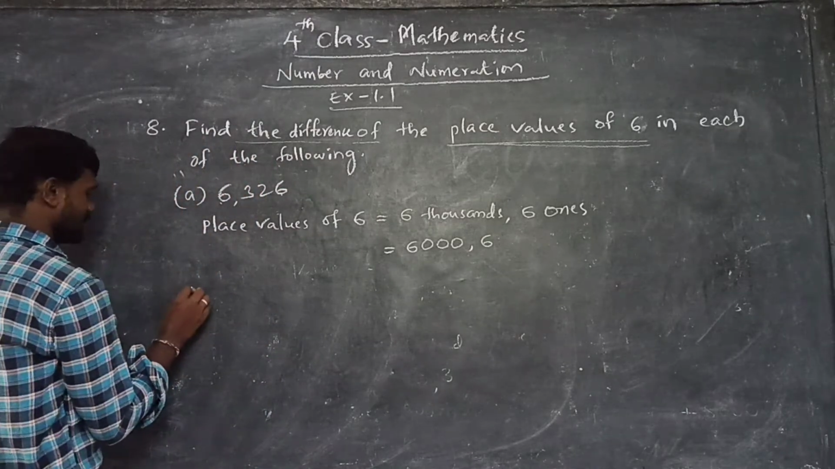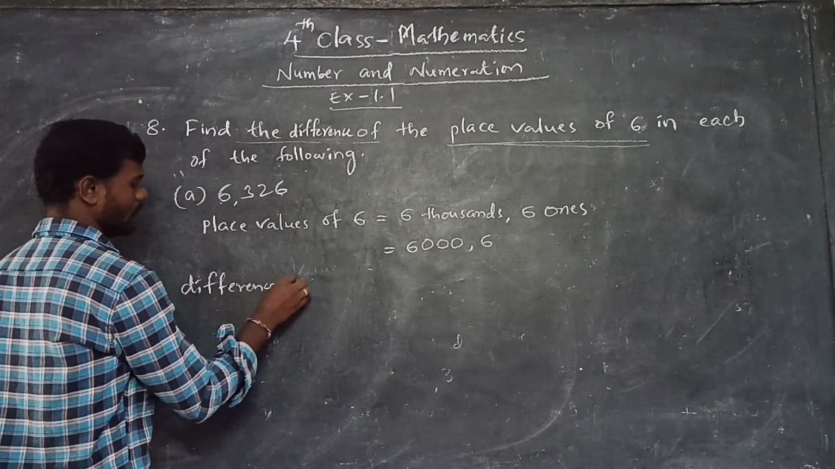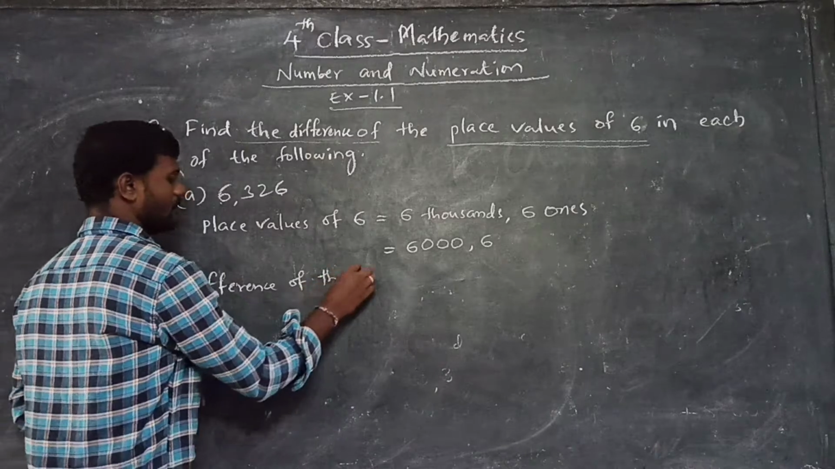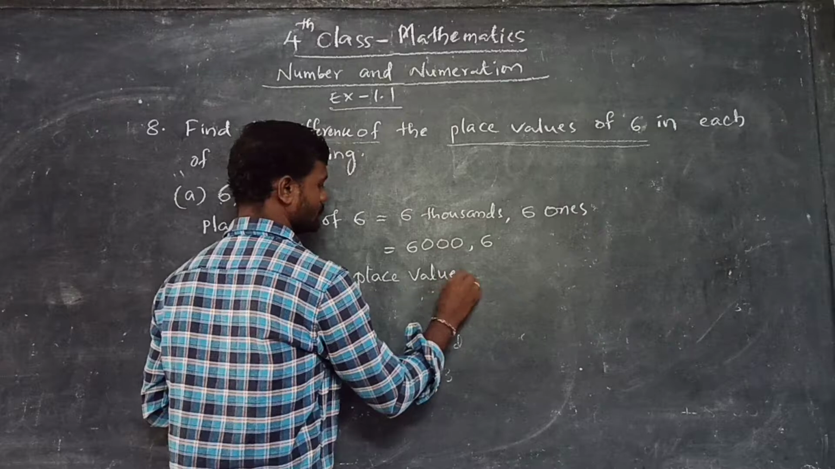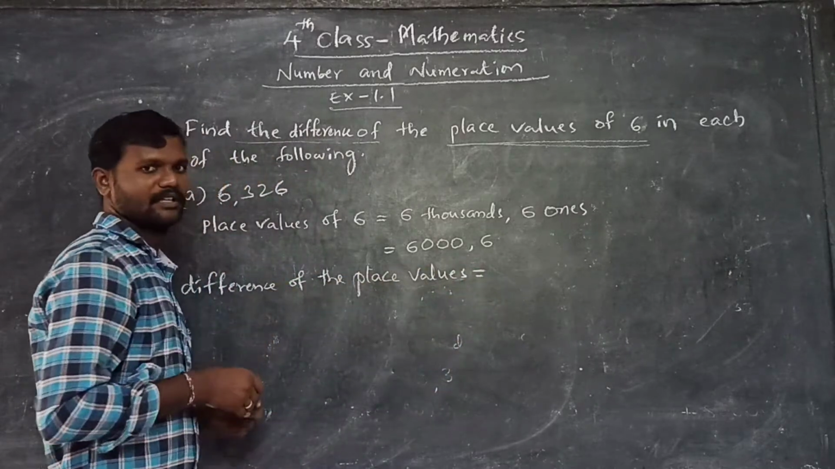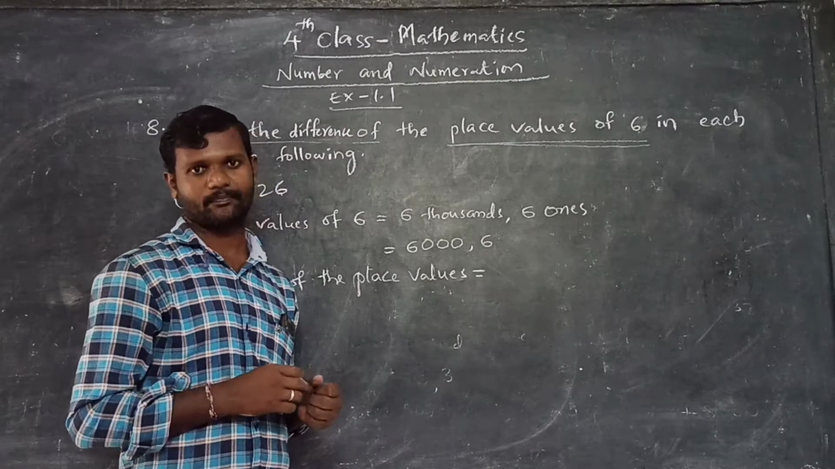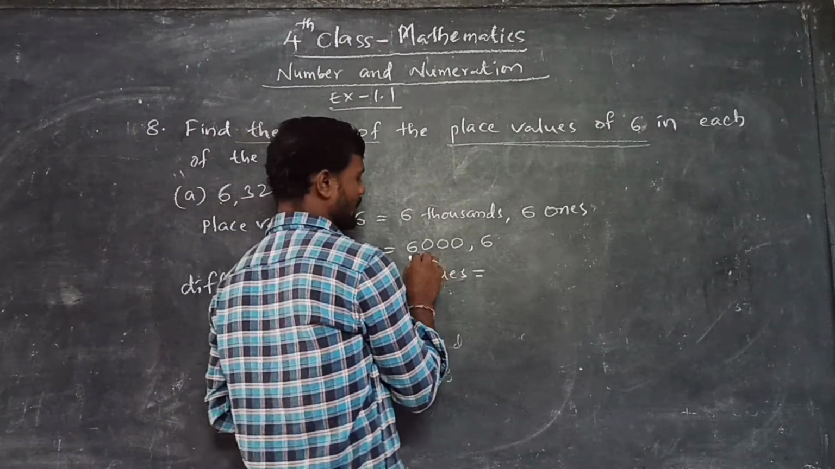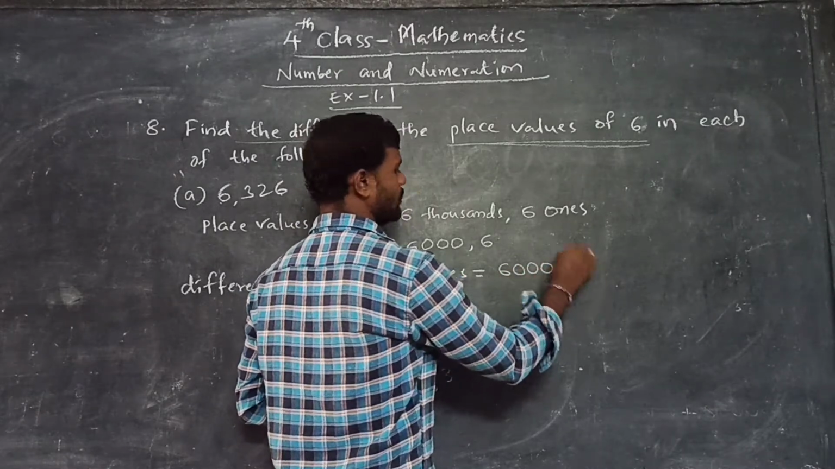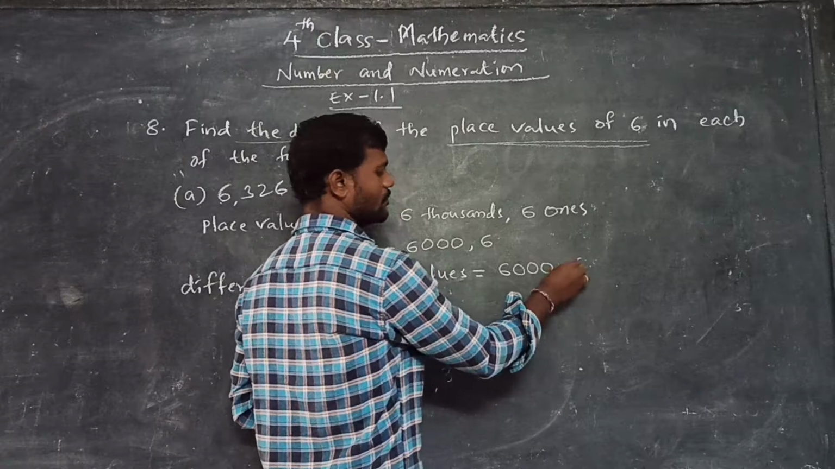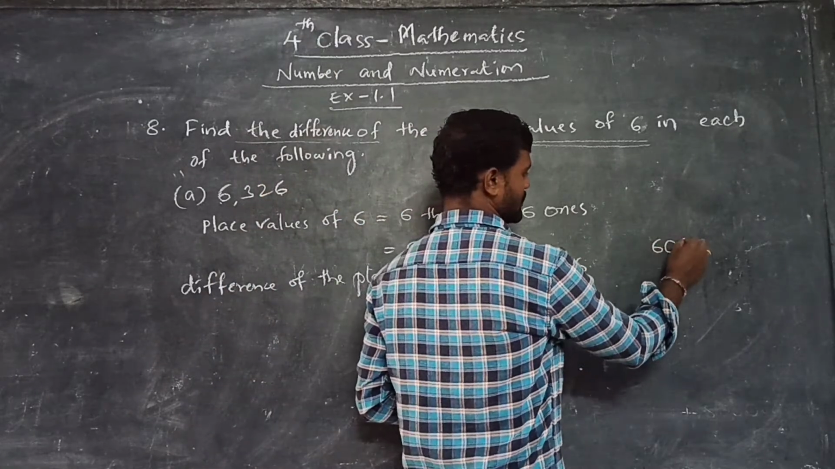Now difference of the place values. Difference means what I said. Difference means nothing but subtraction. So do the subtraction here. What is the biggest number? 6,000, and the smallest number is 6. Subtraction you have to do. 6,000 minus 6. So do the subtraction.